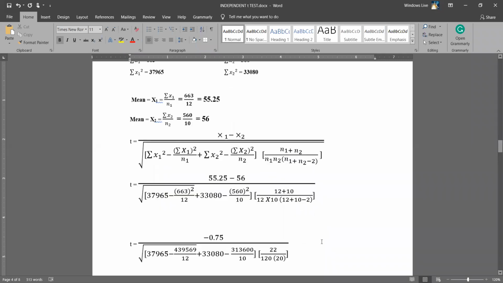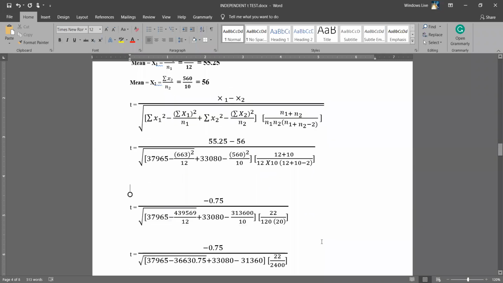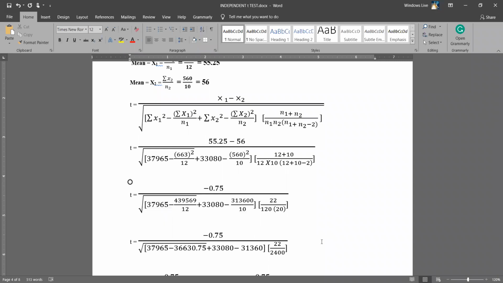So when you are done, you do things systematically. Don't rush. First, calculate the numerator. With the numerator, we know it is what? 55.25 minus 56. And when you calculate, you will get what?